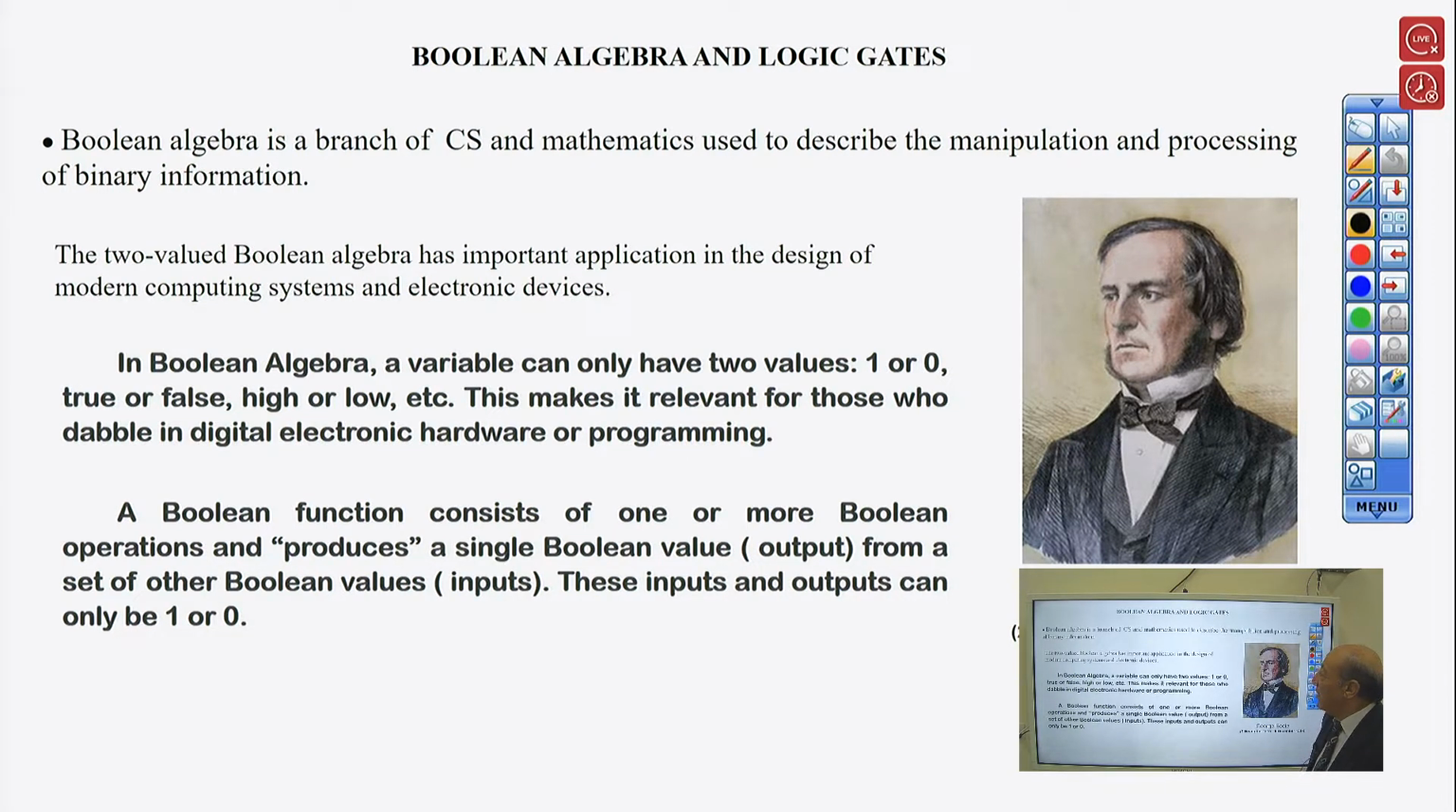Any Boolean variable can be in one of two states: 0, 1, true, false, high, low, etc. And this makes it very useful for designing digital and electronic hardware components. A Boolean function consists of one or more Boolean operations and produces a single output value from a set of other Boolean input values. All the input and output values can be only 1 and 0.